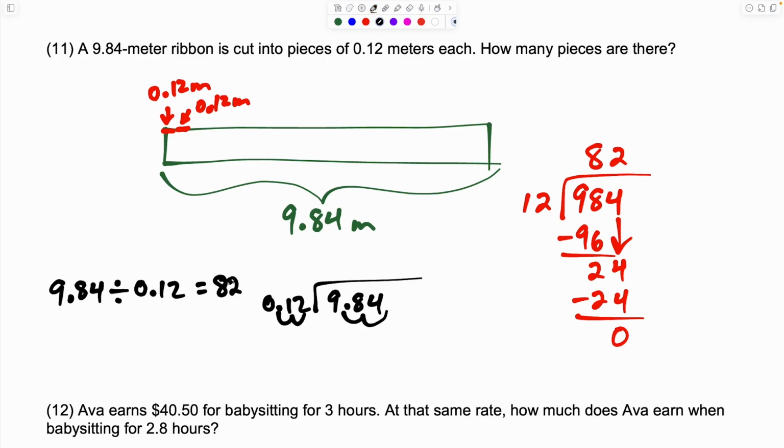And the question is asking, how many pieces are there? I'm just going to write it out formally. I'm going to say there's 82 pieces. Okay, so this is our solution to question 11.